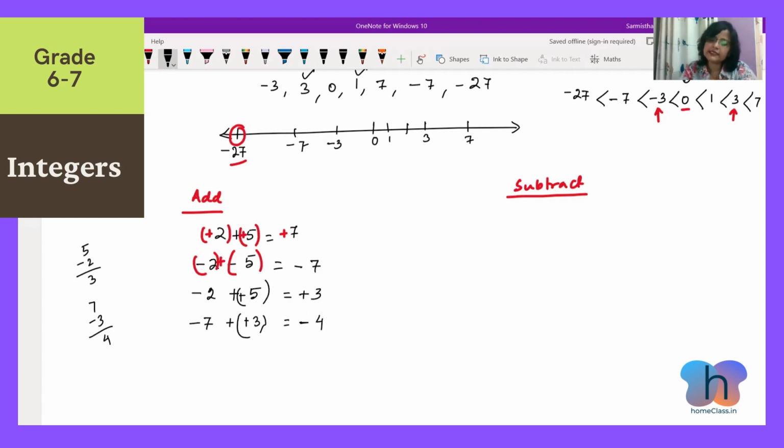So whenever we are considering integers and doing addition, we first check whether both the numbers that you are adding have the same sign, whether they are positive or negative. If both of them are positive, we put the same sign, it's a positive 7. If both the numbers are negative, then we put the negative sign and we add both the numbers. There is a little confusion when one number is positive and one number is negative.